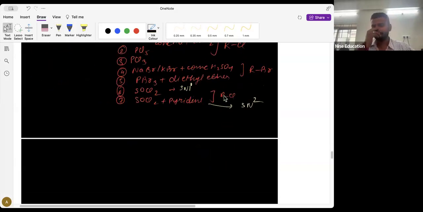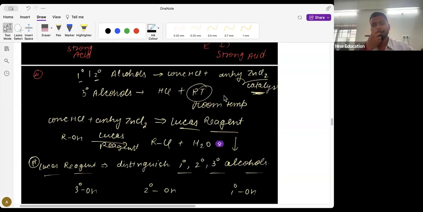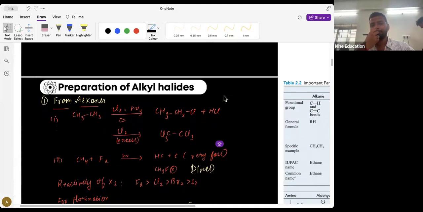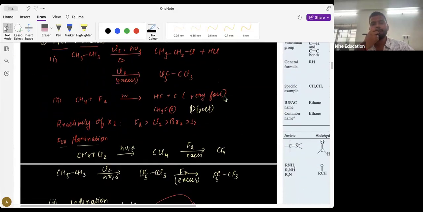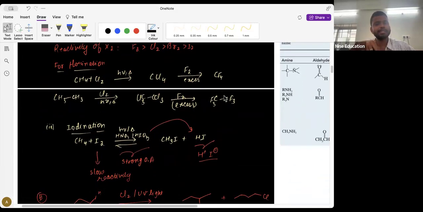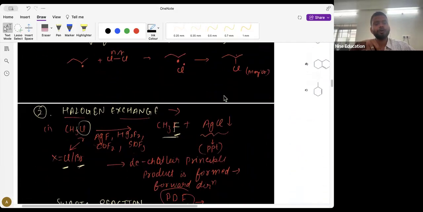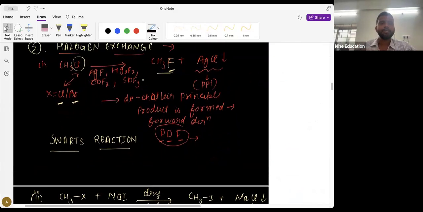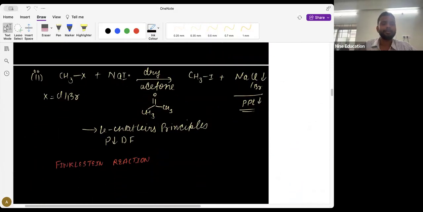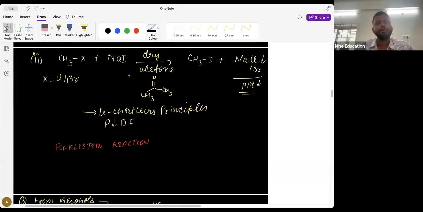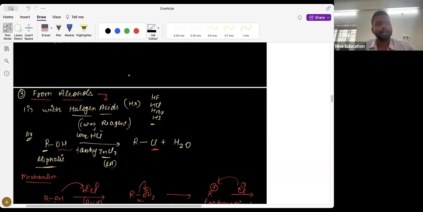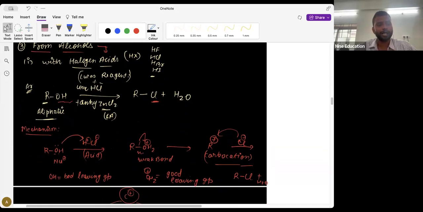So this is our main thing. Now next thing we will see. Again I am revising the preparation of alkyl halides. Let's say from alkane, I prepared by free radical mechanism. Second thing was from halogen exchange. The first reaction was the Swarts reaction, in which I use silver fluoride. The second reaction was the Finkelstein reaction, in which we use sodium iodide in acetone. Fifth one, we start preparing our alkyl halides from alcohols. With alcohols, we can do it with Lucas reagent.